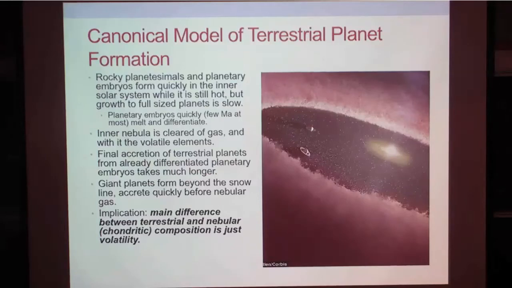On the other hand, Jupiter and Saturn and the outer planets form quickly because they're outside the snow line. Because water condenses, we have water ice, and that makes things a lot more sticky. You can build planets much more rapidly out there. And because they form before the gas is blown out, they get almost their full component of nebular gas. So the implication of this model is that the main difference between terrestrial and nebular composition is going to be mainly volatility.